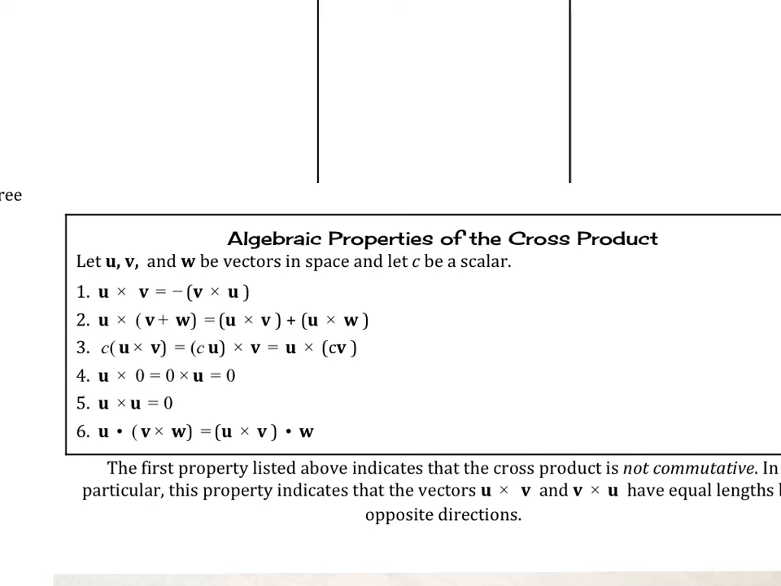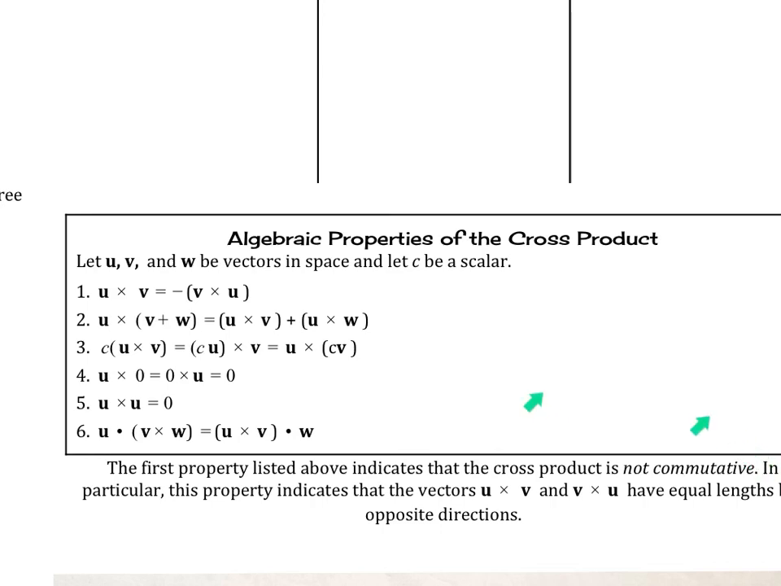If you have u times (v plus w), that's u times v plus u times w. With a constant, c times (u times v) you can multiply c times u and then times v, or u times c times v. u times 0 equals 0 times u, which is still 0. And u times u, if you multiply the same vectors together, you should get 0. Then you have u dot (v times w); you can just change the parentheses there.